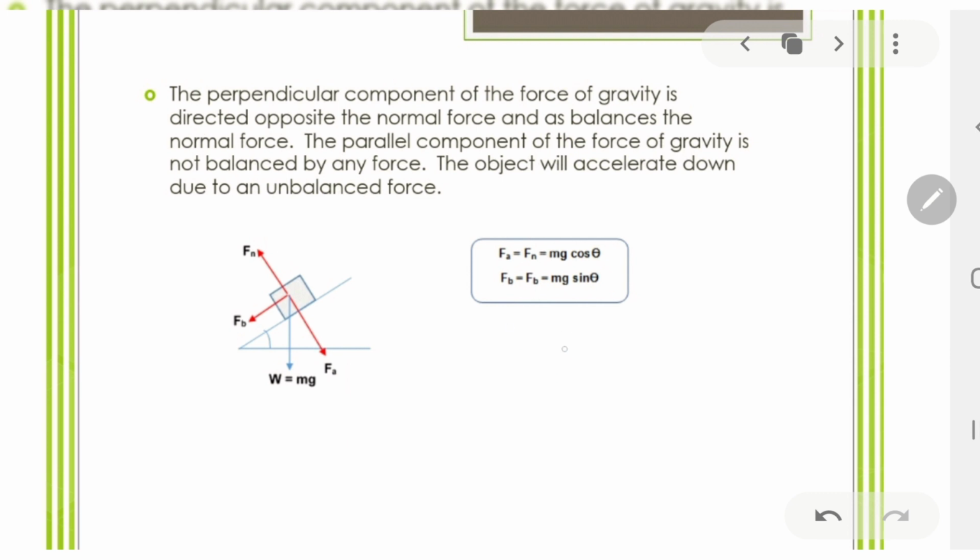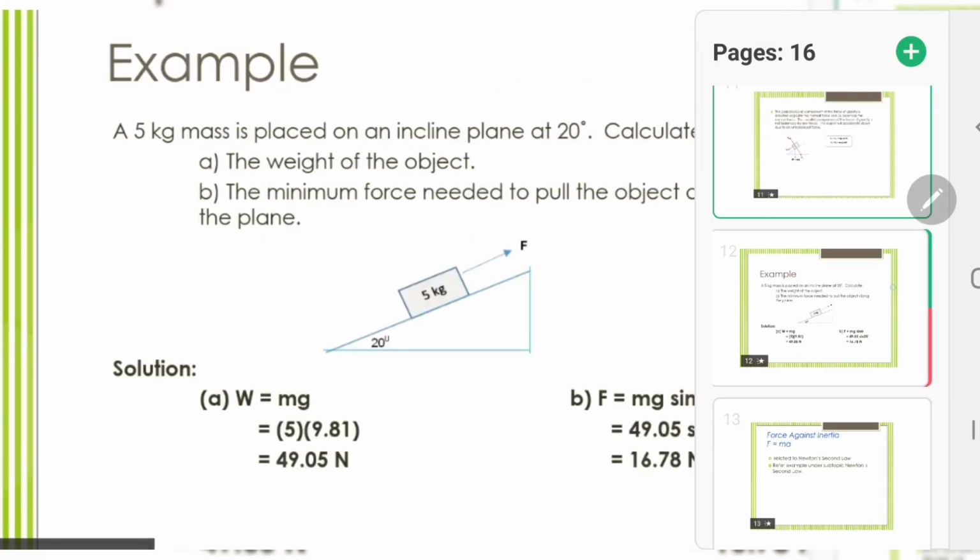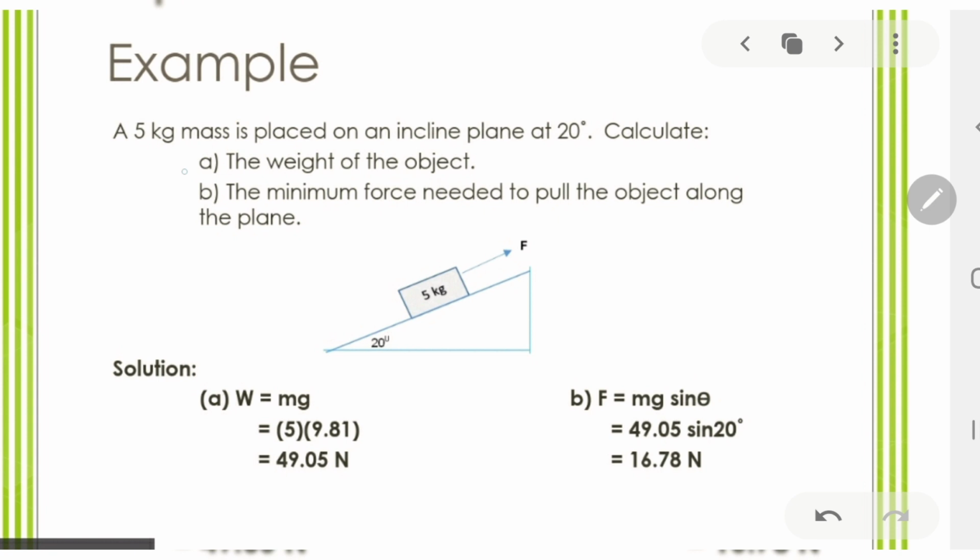So basically, the formula that you will use for this situation is force equal to mg sin theta. Okay. Force equal to mg sin theta to calculate the force that acts on the inclined plane. So I'll give you an example. A 5 kg mass is placed on an inclined plane at 20 degrees. Calculate the weight of the object and the minimum force needed to pull the object along the plane.